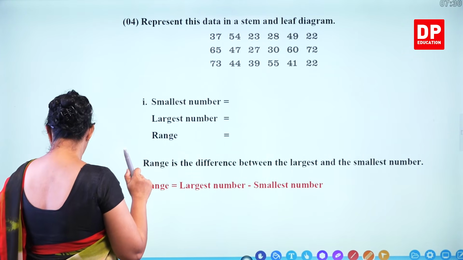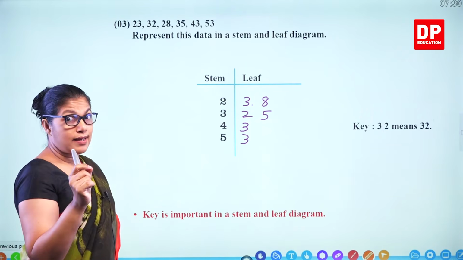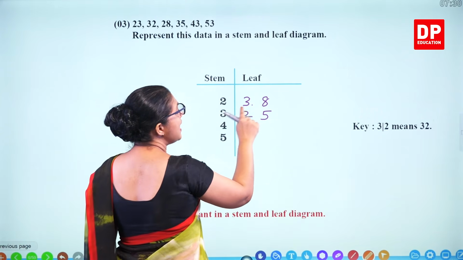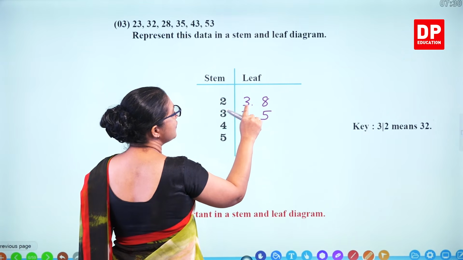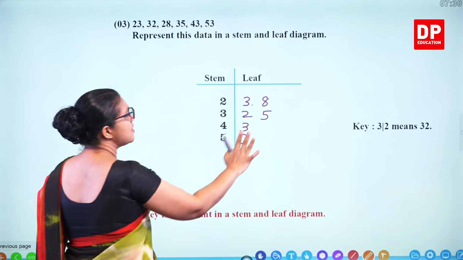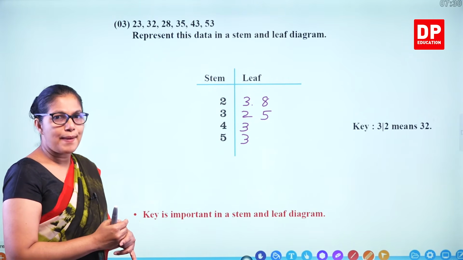So next one is another data set. Okay. So here, now check whether the data is in increasing order. Already these are in increasing order: 3, 8, 2, 5, 3, 3. So this is the final diagram. So this is called a stem and leaf diagram.